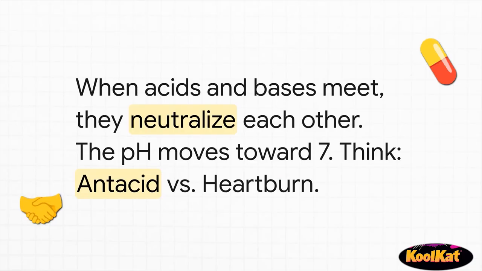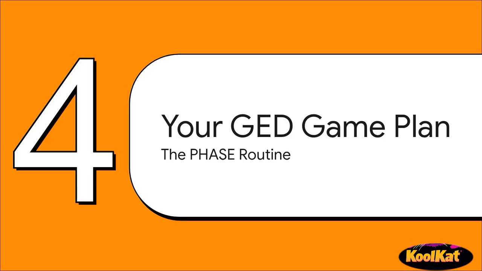And here is the absolute most crucial part. When you mix an acid and a base, they fight each other and cancel each other out. It's called neutralization. They literally pull the pH of the mixture back toward that magic middle number, 7. The perfect real-world example? Heartburn. You've got too much stomach acid, so you take an antacid tablet, which is a base, to calm it down and neutralize it.